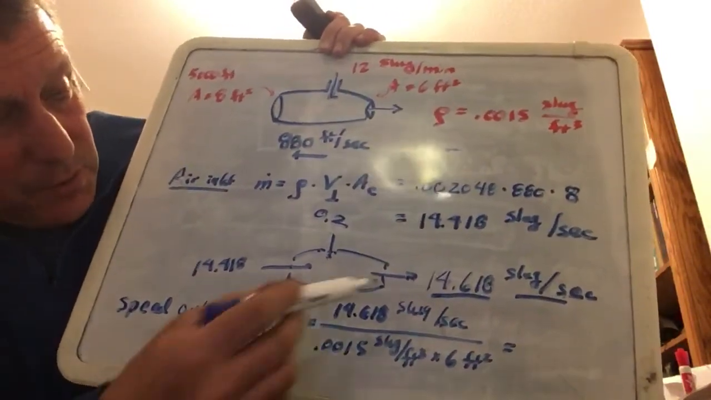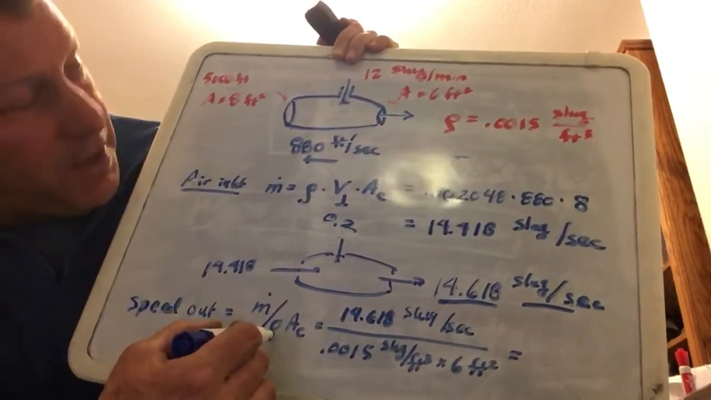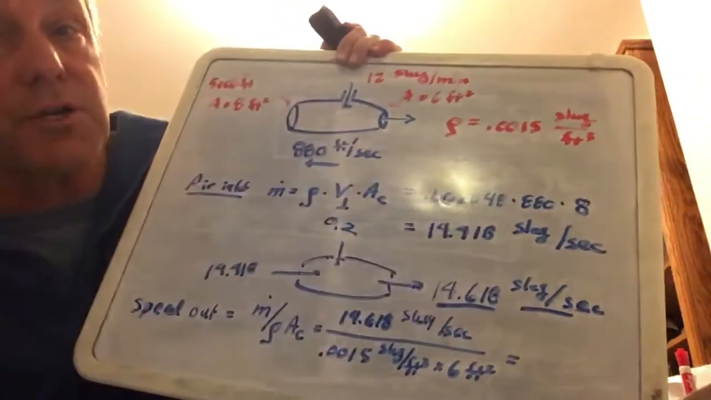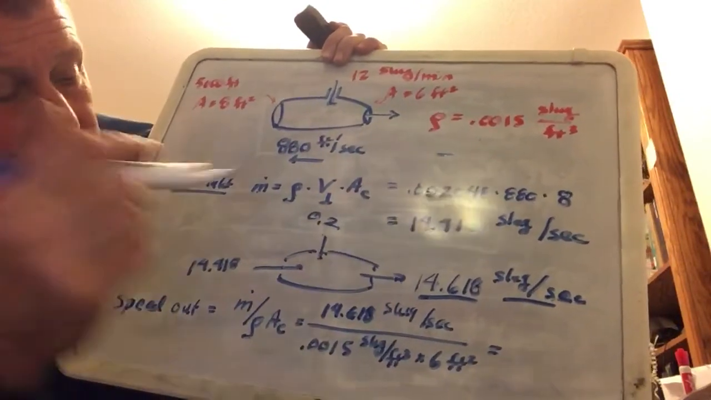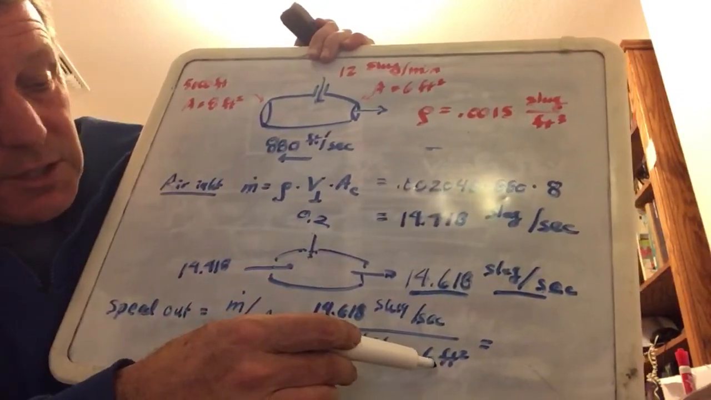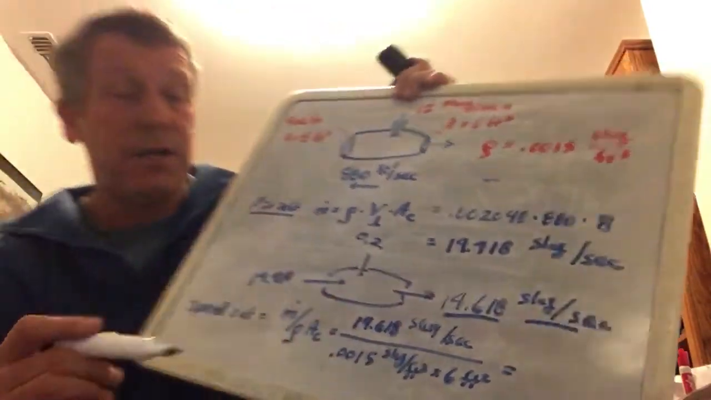I took the mass flow rate coming out and divided it by the density, and that density was 0.0015. You'll learn how to do that in ME 128. And then I was dividing by the cross-sectional area of 6 square feet. So I'm going to crank through that on my calculator and hopefully I get a pretty large speed.